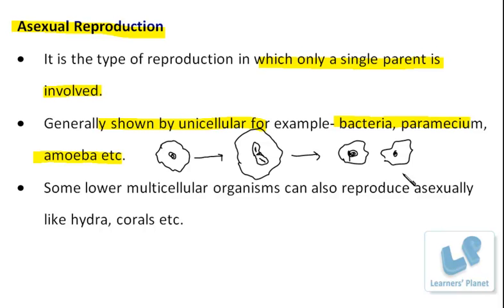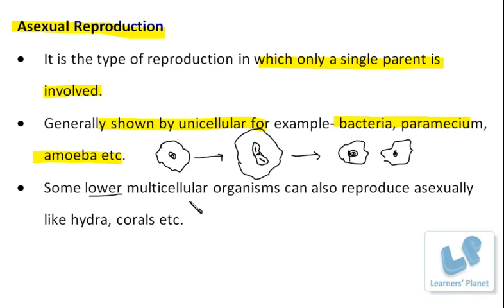The number of cells can be many. A single cell can divide into many daughter cells, and for that the nuclear division should take place multiple times, isn't it? So this is how it occurs here in the unicellular organisms. There are some other multicellular organisms also which can reproduce by asexual method, right? And those of course belong to the lower category.